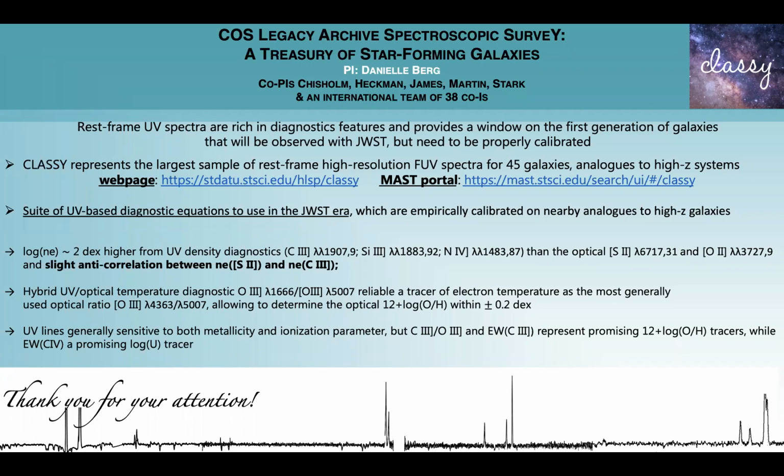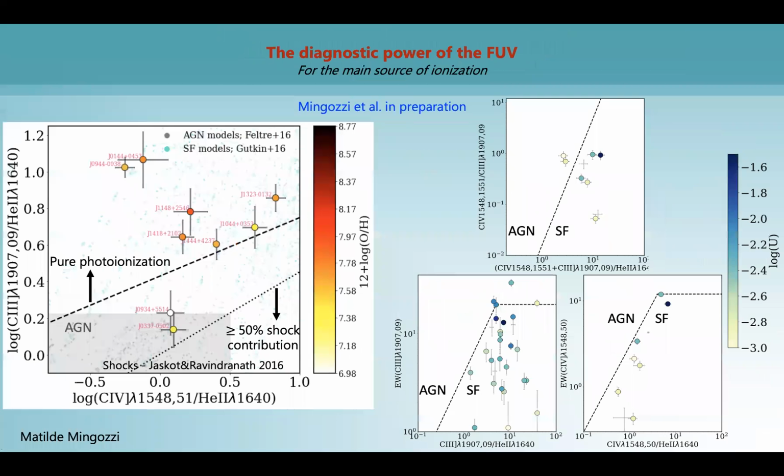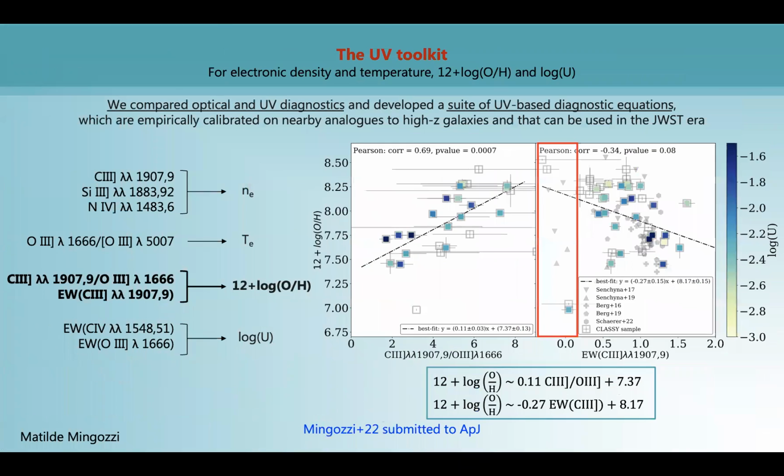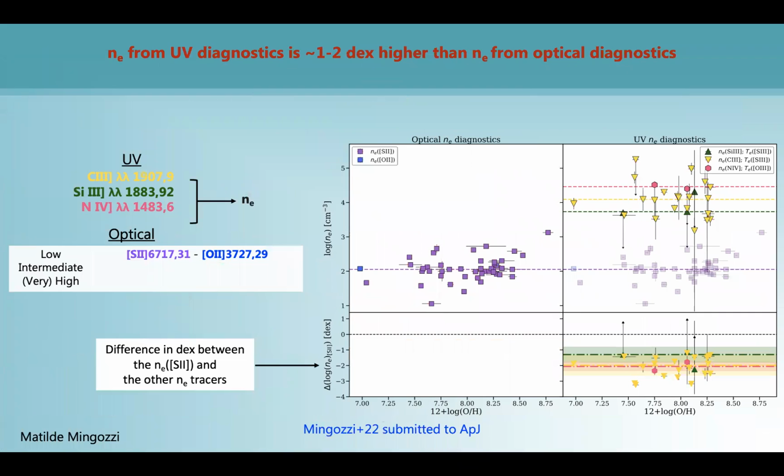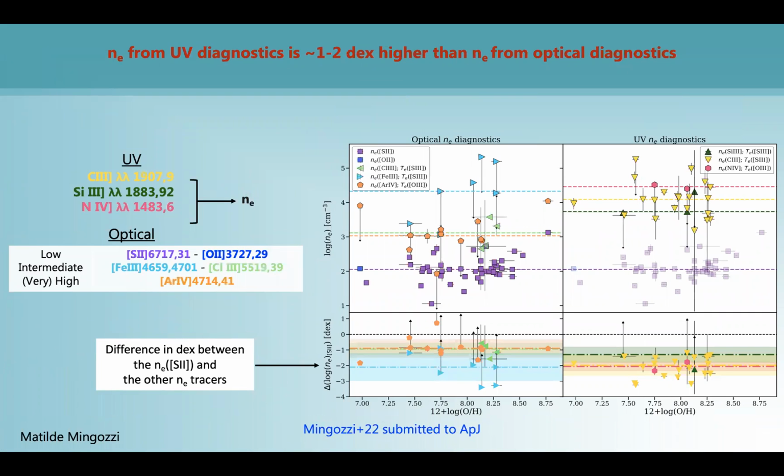Yes, please go ahead. The first one is regarding the results on the two dex higher density, and also the radiation field. There was a disagreement between optical and UV lines. I didn't understand properly what the interpretation is. Are they tracing different regions?